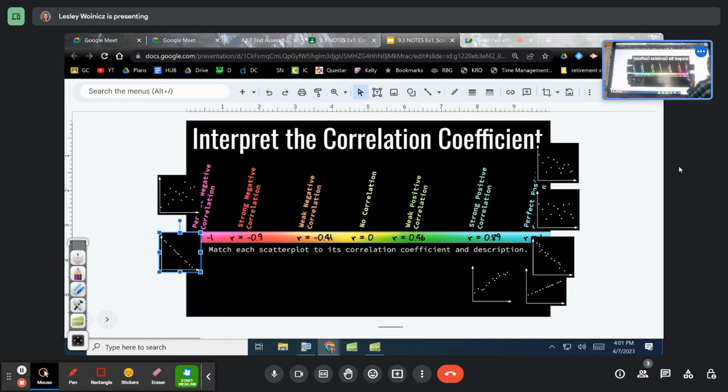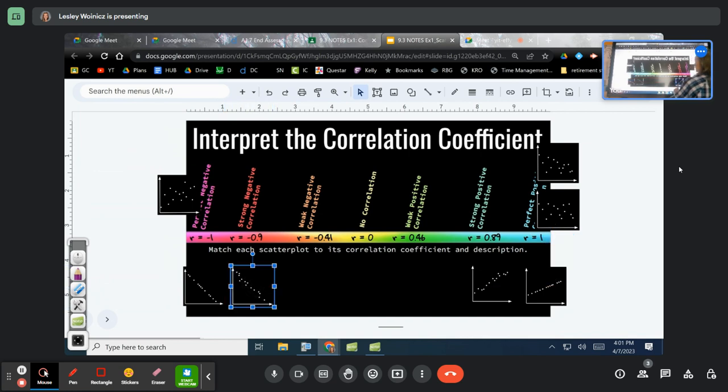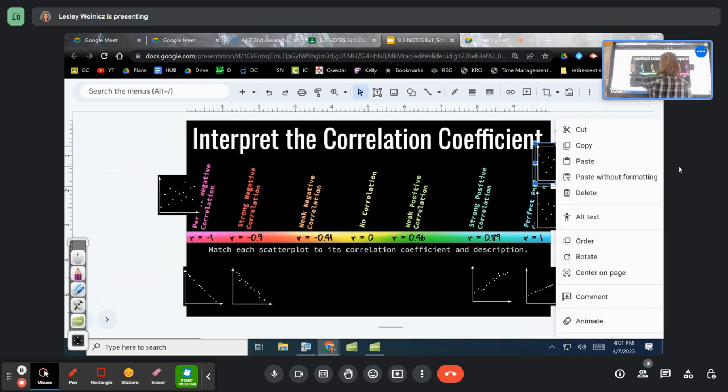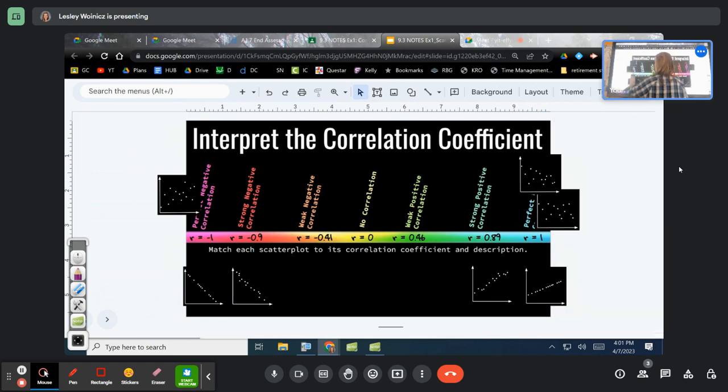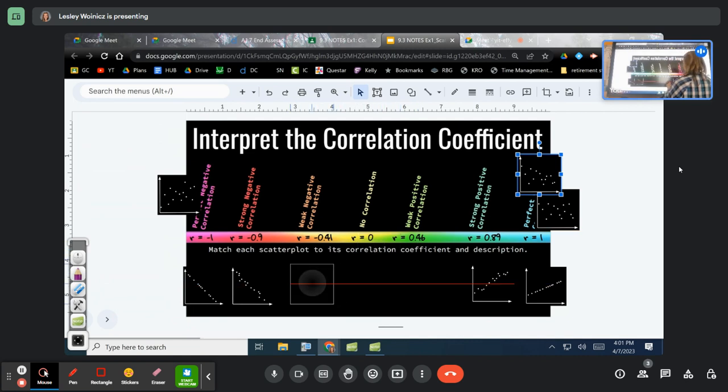This one looks like a perfect negative. Here I see a strong negative. And then, whoops. Here I've got a weaker negative correlation.